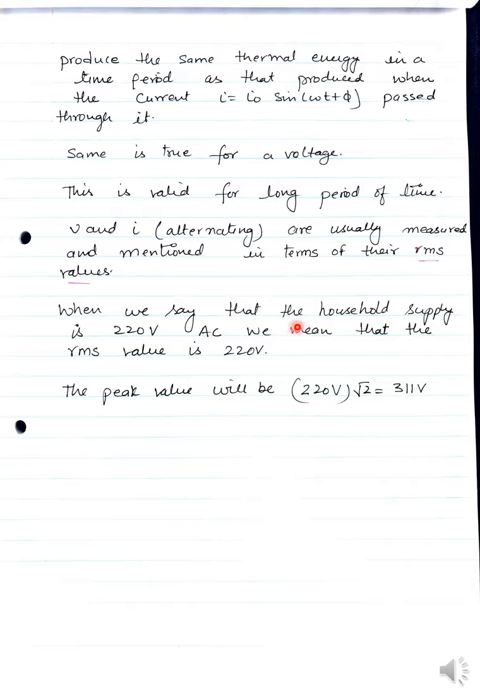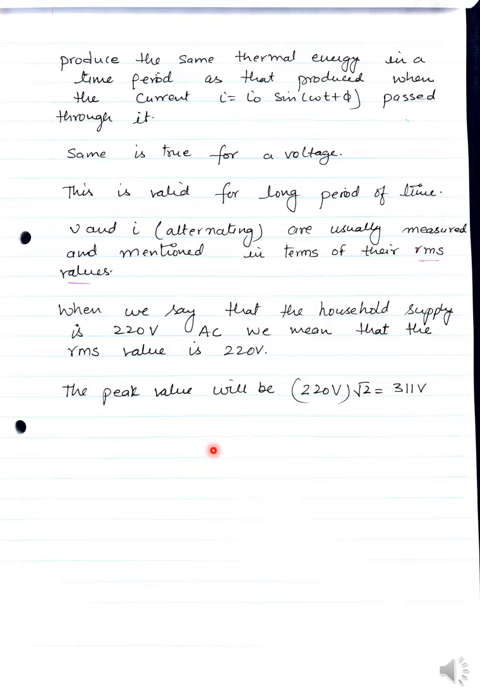When we say that the household supply, the supply which we use at our homes, is 220 volt AC, we mean that the RMS value is 220 volts. If you need to find the peak value, it will be 220 multiplied by root 2, which is close to 311 volts.